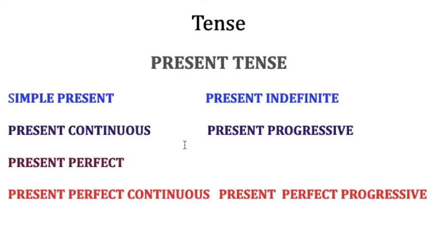Okay, so today we will mainly focus on the simple present tense and present continuous, because we had studied there are three types of tenses: past tense, present tense and future tense. We are going to start with the present tense, and each tense is divided into four parts. Present tense has got four types: simple present or present indefinite, present continuous or present progressive, the third one is present perfect, and the fourth one is present perfect continuous or present perfect progressive. Today in this lesson we will understand the simple present and present continuous.